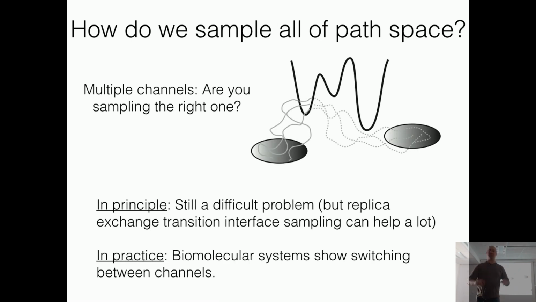Now the multiple channels question. How do you know that you are sampling the important channel and that you're not stuck in some channel that isn't as relevant? In principle, this is a difficult problem. I'll talk about replica exchange TIS later, and that's something that can help it a lot if you can do that. In practice, in my experience, we've seen a lot of switching between channels in biomolecular simulations. I'll actually highlight that when I give the example later on. So that means that it's not necessarily as much of a problem as we fear.